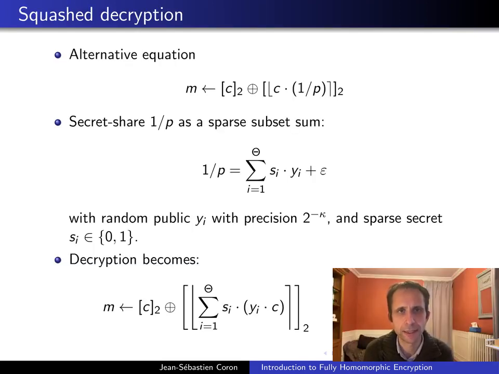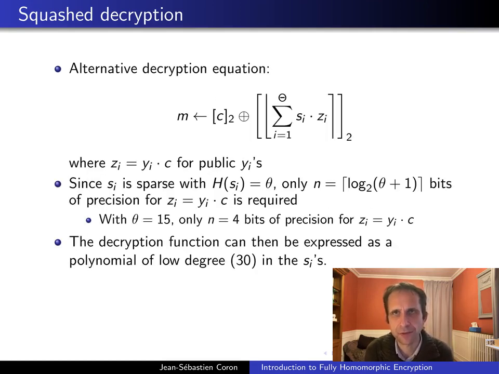And so, as I said, we have this alternative equation. We secret share 1 over p as a sparse subset sum, with precision 2 to the minus K, where K corresponds to the size of a ciphertext, and we have sparse secret bits si. When we rewrite this equation, we obtain that m is the XOR of the same part with c modulo 2, and the sum of the si's, yi's times c, which is rounded to the nearest integer.